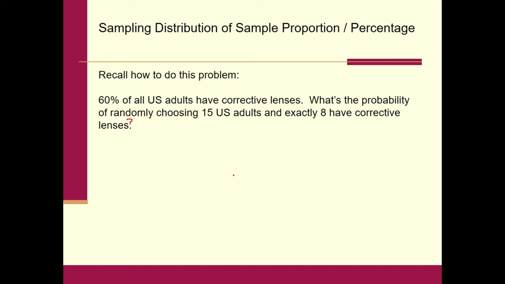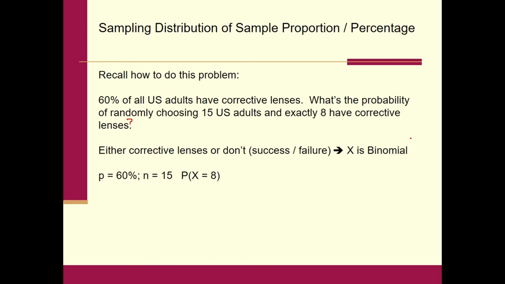Hopefully you sat back and said, okay, either a person has corrective lenses or not. That sounds like the binomial. Success and a failure, right? It looks like p would be equal to 60%. That's the probability of success per trial. n is 15, and we're trying to figure out the probability that X is equal to 8. Then we would use our binomial table or binomial formula or StatCrunch to figure this out.